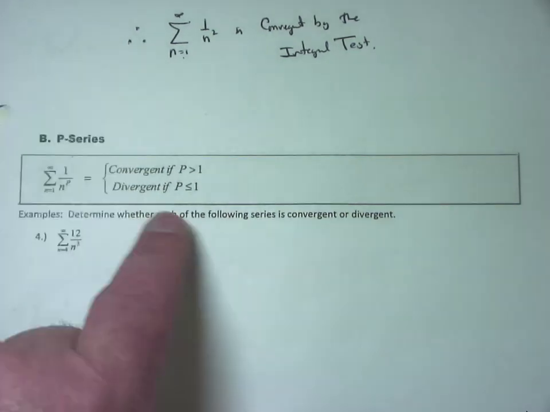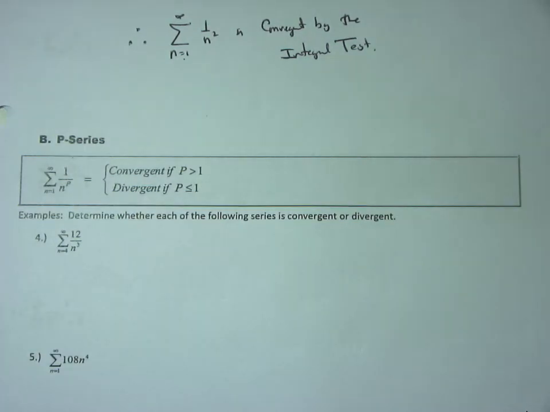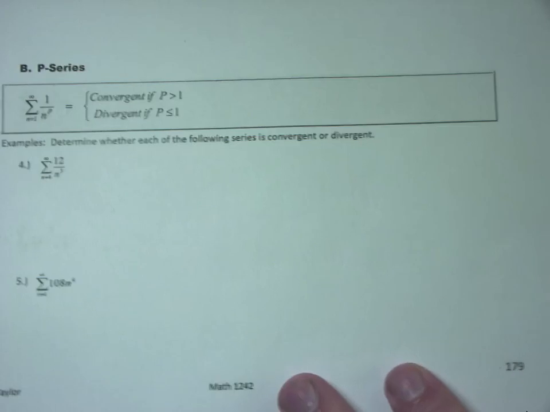That's that line right when you start the divergent series. So if your power in the sum of 1 over n to the p is less than or equal to 1, it's going to diverge. If it's greater than 1, it's going to converge. So take a look at these guys.